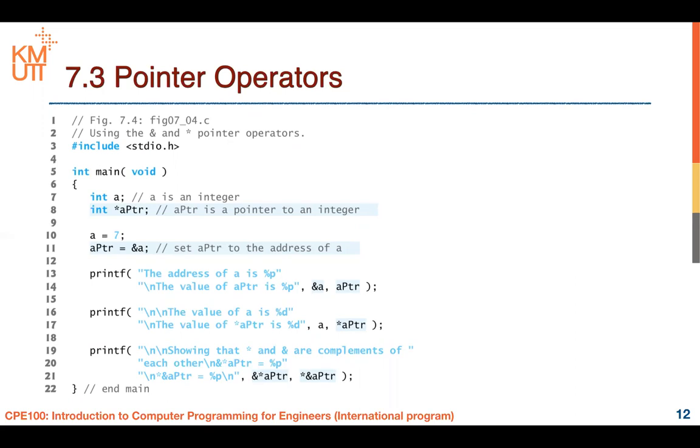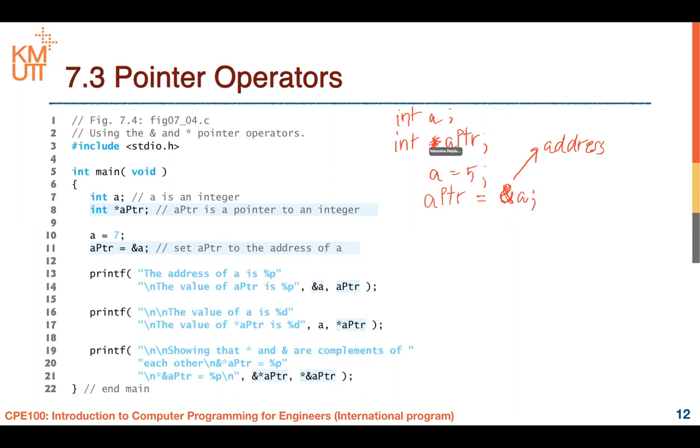If I define integer A, and if I want to define another variable that is a pointer, and then I assign A to 5, and I want the pointer to point to the same address of A, so I use aptr is equal to address of A. In C programming, I will not say this is an ampersand. I will call this address of A. Okay, this is the first thing that you may have to know.